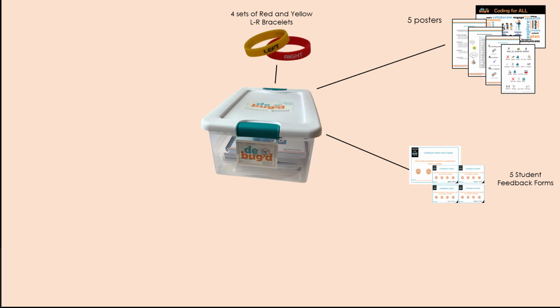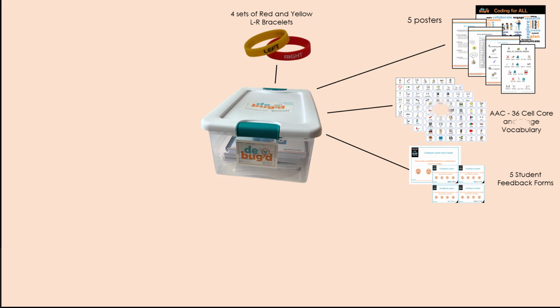In the bin, you will receive a wide range of materials to support lesson instruction and student practice and application. You can expect that some of the materials will be seen in all of the Debugged coding kits, such as student feedback forms and some of the posters and left-right bracelets found in Dash and Dot, and Cubetto. The AAC includes the same core vocabulary, but the fringe vocabulary is specific to each application.